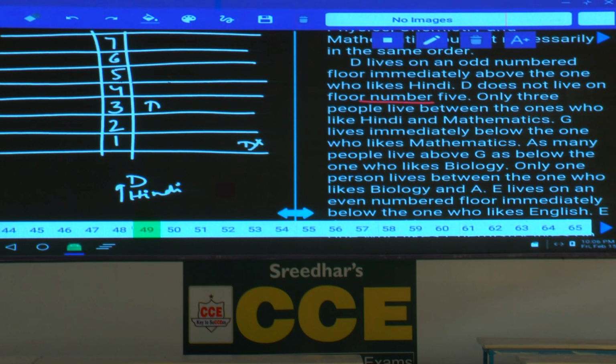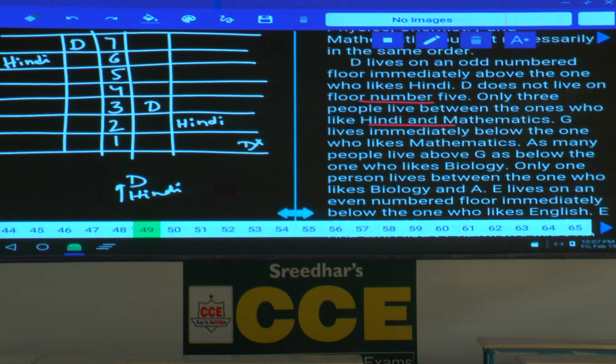Hence D is here. If D is on the 3rd floor, the one who likes Hindi must be on the 2nd floor. Are you following this one or not? And again, now in this one 1, 3, 5 and 5 cannot be here, hence D must be on the 7th floor. If D is on the 7th floor, the one who likes Hindi must be on the 6th floor. Clear now? Next one. Only 3 people live between the one who likes Hindi and the one who likes mathematics.